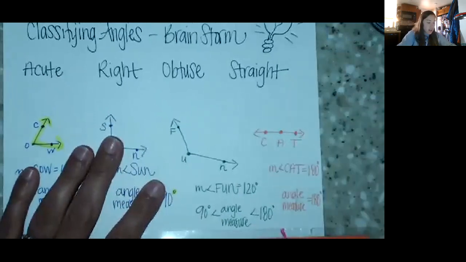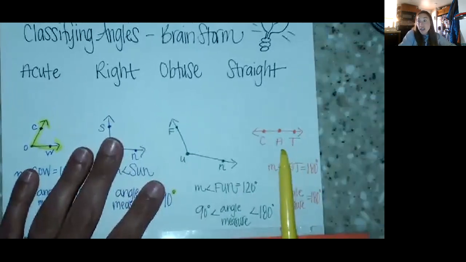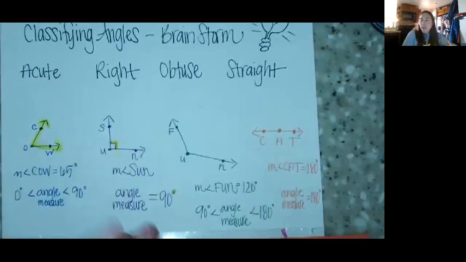Straight angles are just like this. It's a straight line. Now, if I think about a straight angle, people are wondering maybe like, why wouldn't I just call it a straight line? But this angle does measure 180 degrees exactly, that measurement of CAT.